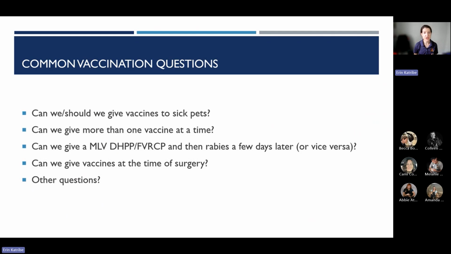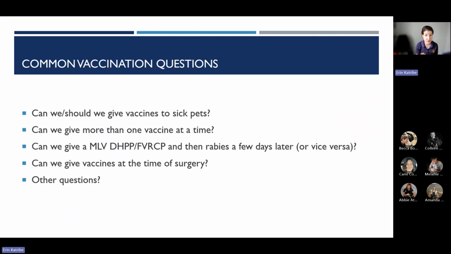Can we give DHPP, FVRCP, and then rabies a few days later, or vice versa? And the answer here is yes. We have evidence and we have guidance from human literature that actually supports this practice. They can develop an immune response. And so again, if we have them in front of us and we have that opportunity, let's take that opportunity.